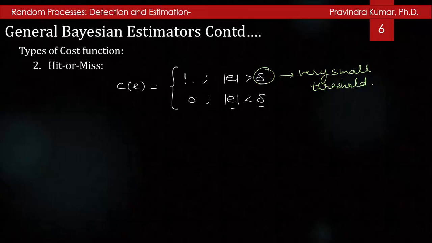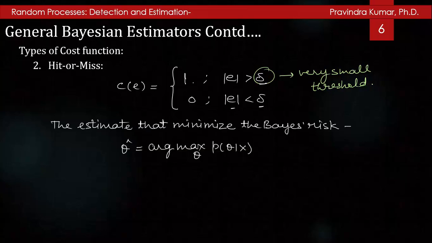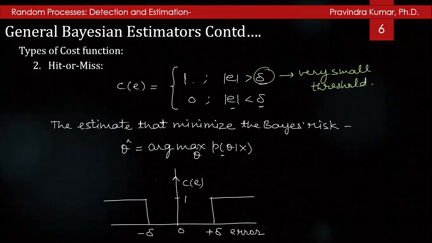The estimate that minimizes the Bayesian risk is theta cap equal to the maximization of the conditional PDF p(theta given x), which is the mode of the posteriori PDF. This is the hit or miss target, where the cost is 1 when e is greater than plus lambda or less than minus lambda, otherwise it is 0. So C can be expressed as 1 when e is greater than lambda or less than minus lambda, and else it is 0.